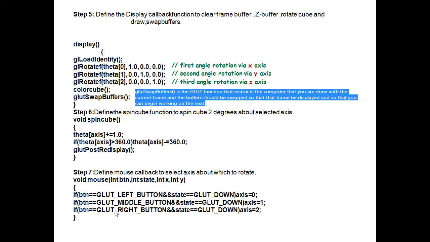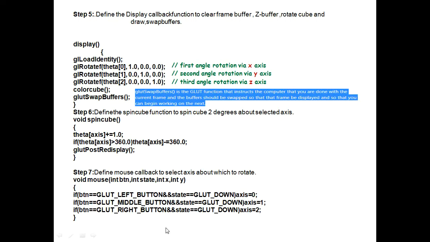Here you can observe, suppose the left mouse button is clicked once, automatically what happens? It changes the value of axis to 0, and immediately the value of axis 0 will be taken and the rotation takes place. Whenever you click on the left button, it moves in the x-axis, whereas whenever you click on the middle button, it moves in the y-axis, and whenever you click on the right mouse button, it moves in the z-axis. So whenever you do any interactive action like this, the axis value changes. If the axis value is 0, it moves in the x direction. If the axis value is 1, it moves in the y direction. If the axis value is 2, it moves in the z axis.